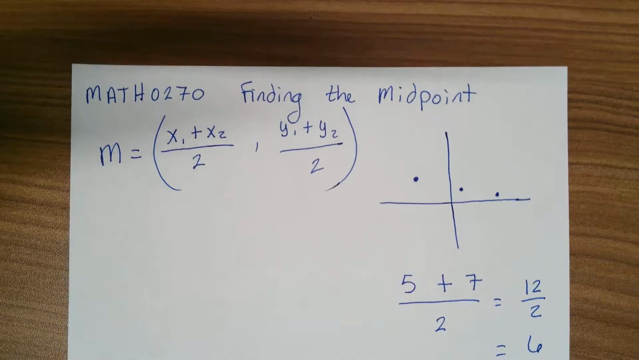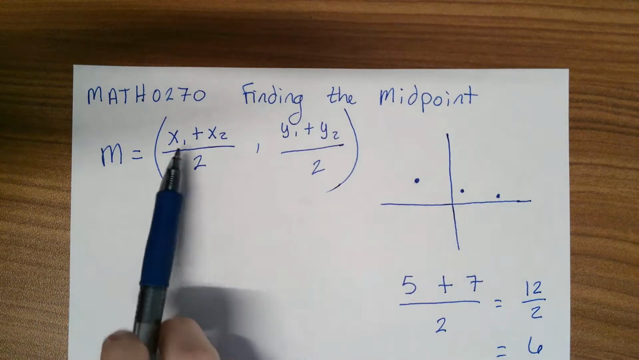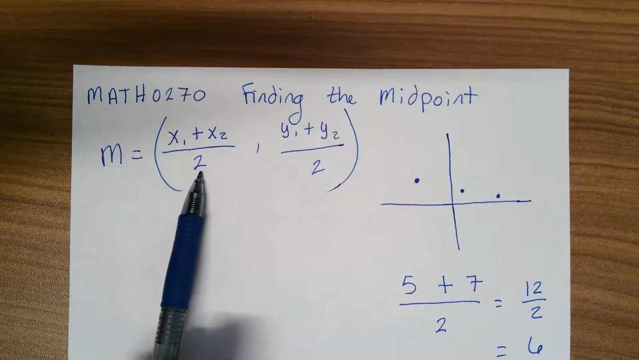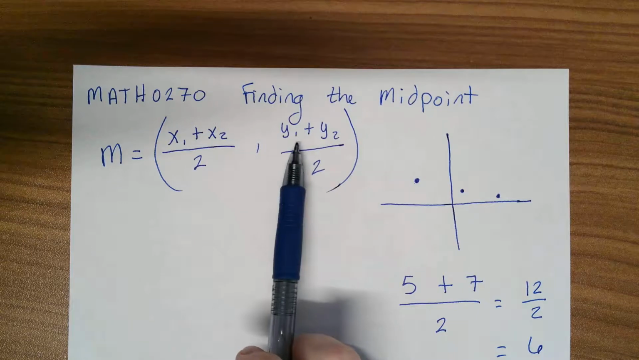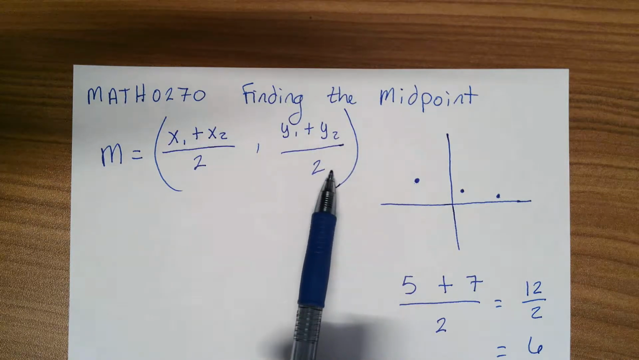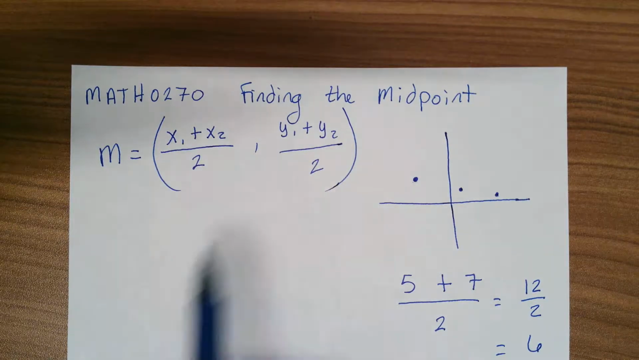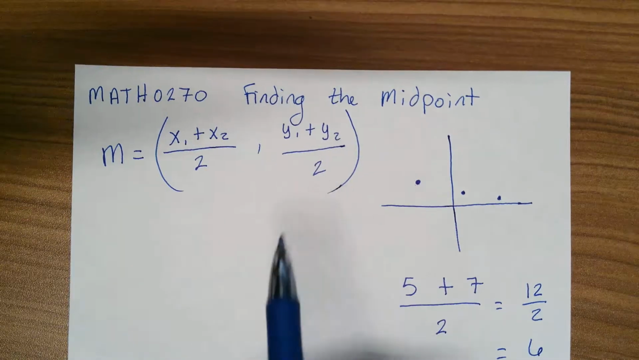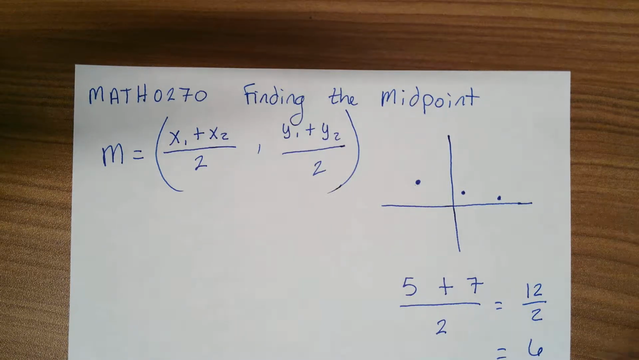So if you look at the formula for midpoint, look what we're doing. We're adding the x values and dividing by 2. We're taking the average of the x values. Same thing for the y's. We're going to add the y values of our points and divide by 2. So finding the midpoint, we're just averaging the x values, averaging the y values, and that gives us our new point directly in the center, or in the middle.